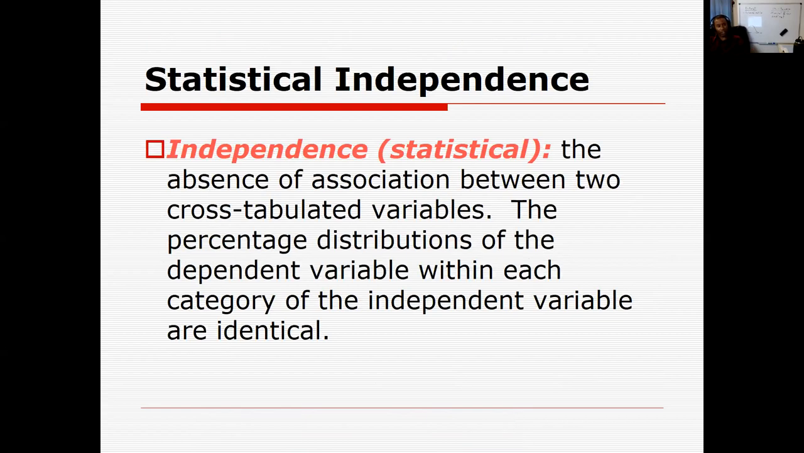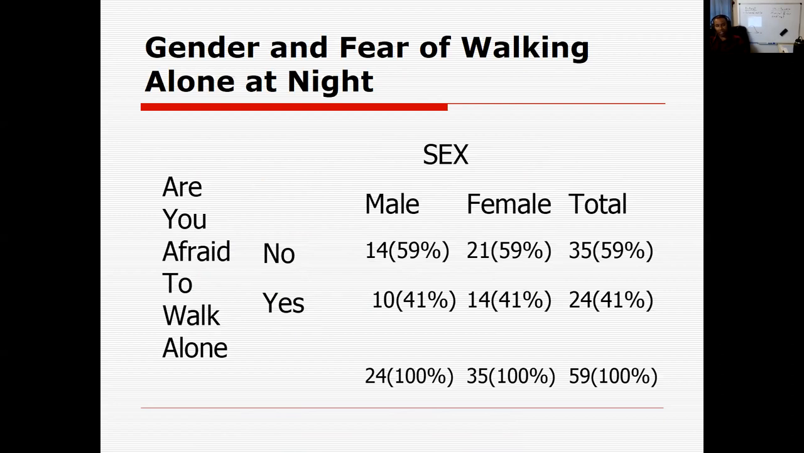So if the two variables were statistically independent, then the percentages would look something like this, where we know that 59% of the sample said, no, I'm not afraid to walk alone at night. And 41% of the sample said, yes, I am afraid to walk alone at night. And if sex has no influence on whether or not people are afraid to walk alone at night, then the percentage of males who should have said, no, I'm not afraid to walk alone at night, should be 59%. And the percentage of females who should have said no should be 59% as well. Likewise, the percentage of males who should have said, yes, I am, should be 41%. The percentage of females who should have said, yes, I am afraid to walk alone at night, should also be 41%.